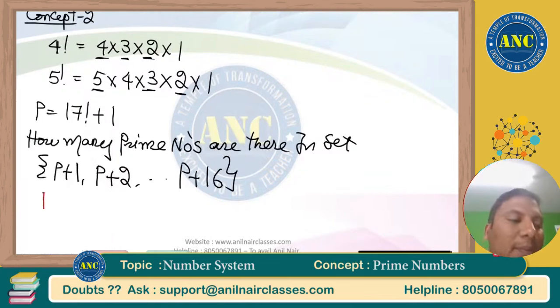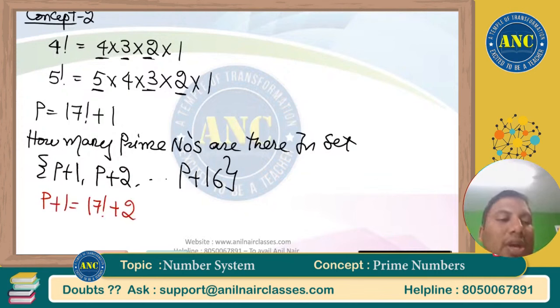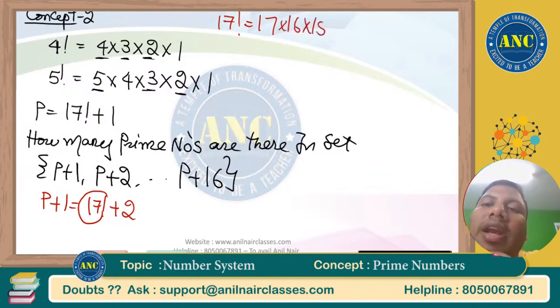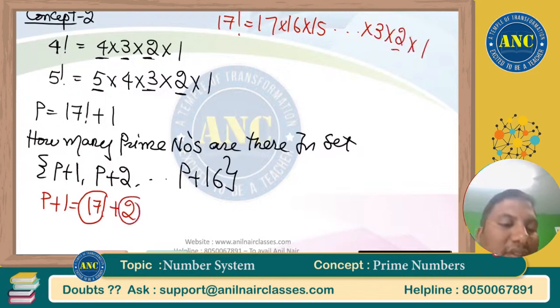Listen carefully. p plus 1 will become 17 factorial plus 1 plus 1, it is 17 factorial plus 2. 17 factorial is an even number. Why? Because 17 factorial is the product of all the natural numbers from 17 to 1. So it contains 2. This is divisible by 2.